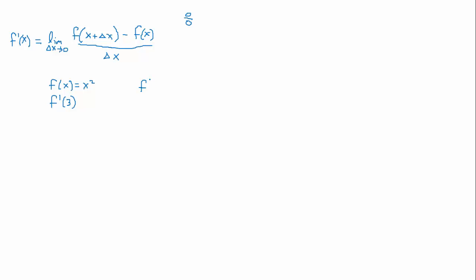So we're going to take f prime of 3 is going to equal the limit as delta x approaches 0 of f of x plus delta x, so that's going to be 3 plus delta x squared minus x squared, so minus 3 squared, over delta x. And now we just have to evaluate this limit here. So we can do it a couple of different ways. We can expand this binomial, or we could factor this difference of squares. I'm going to do it that way.